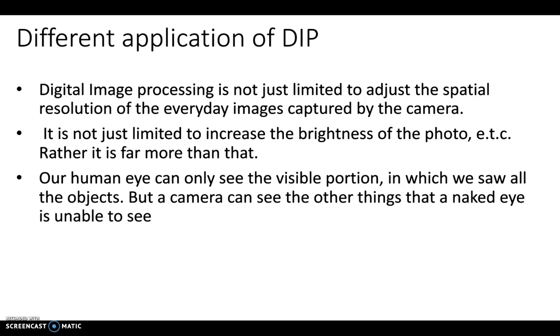Now, what are the different applications of digital image processing? Digital image processing is not just limited to adjusting the spatial resolution of an everyday image captured by a camera. It is not limited to increasing the brightness of a photo, etc. Rather, it is far more than that. Our human eye can only see the visible portion in which we see all the objects, but a camera can see other things that a naked eye is unable to see and extract information which is not possible through a naked eye.